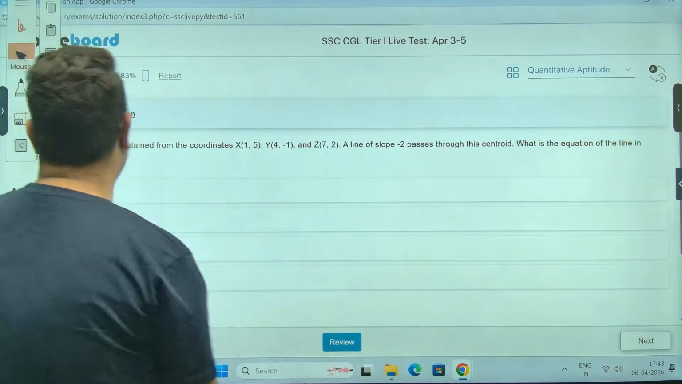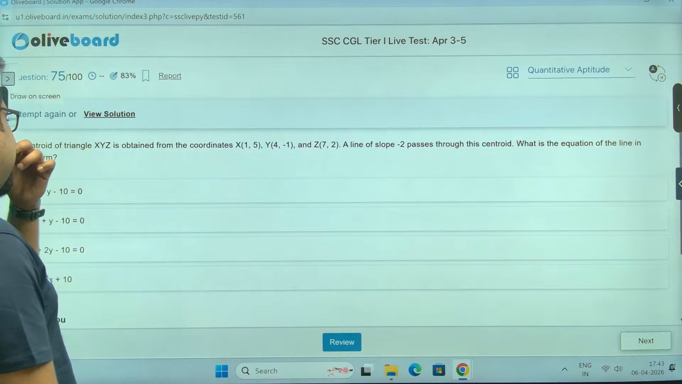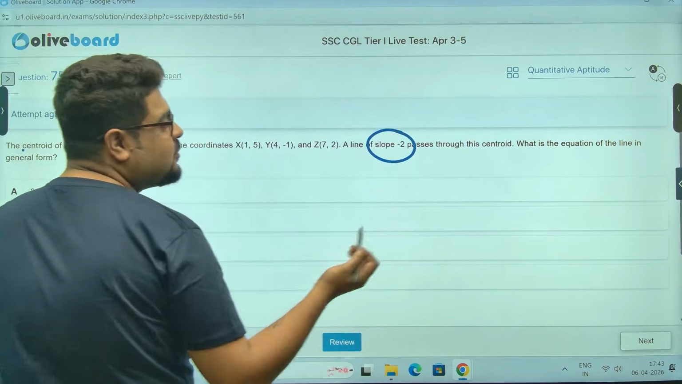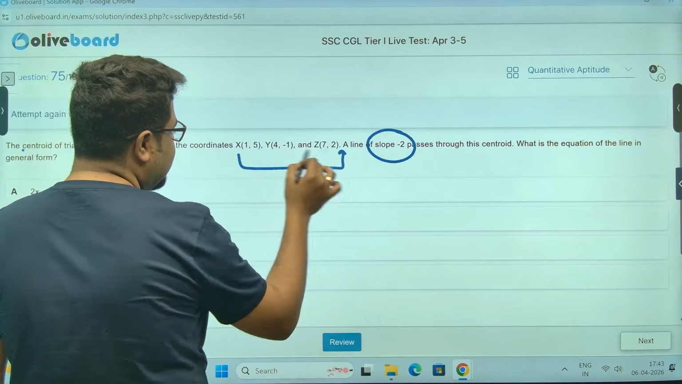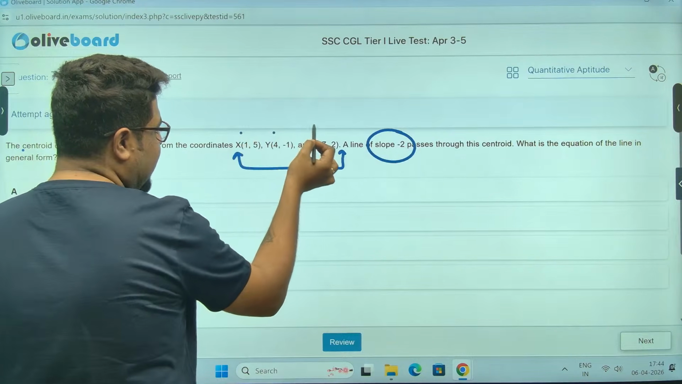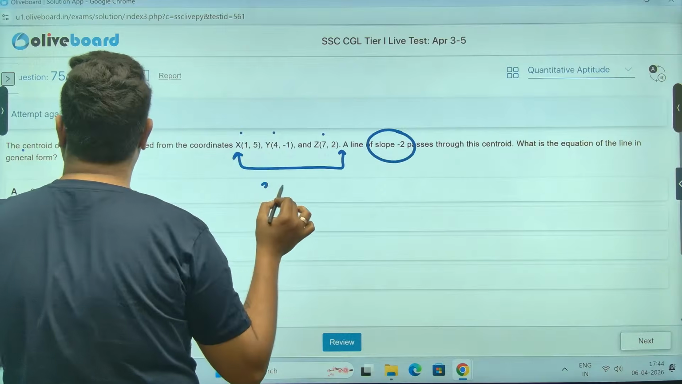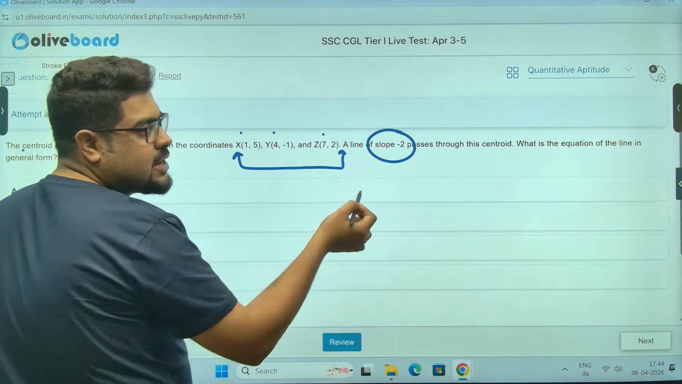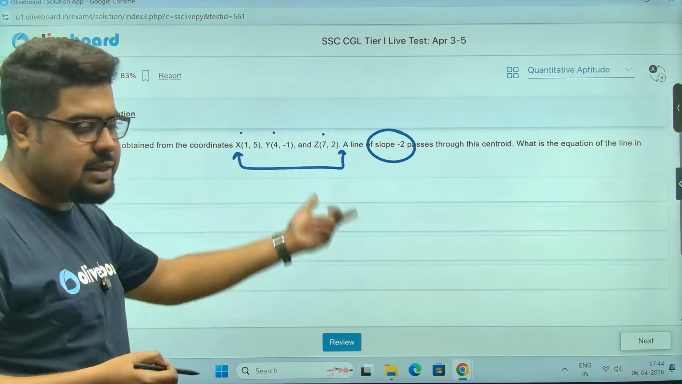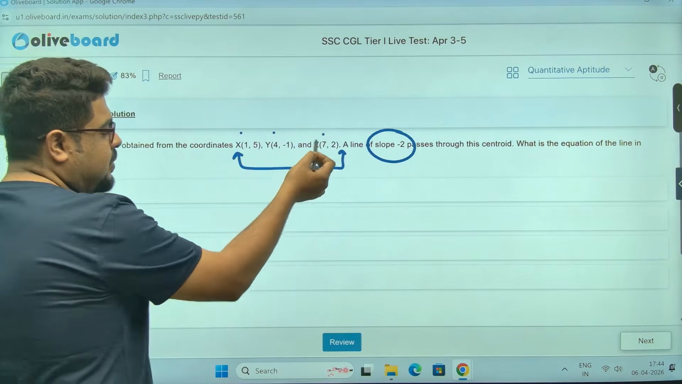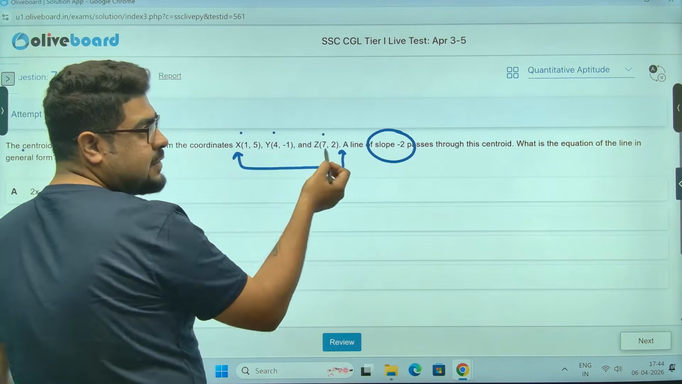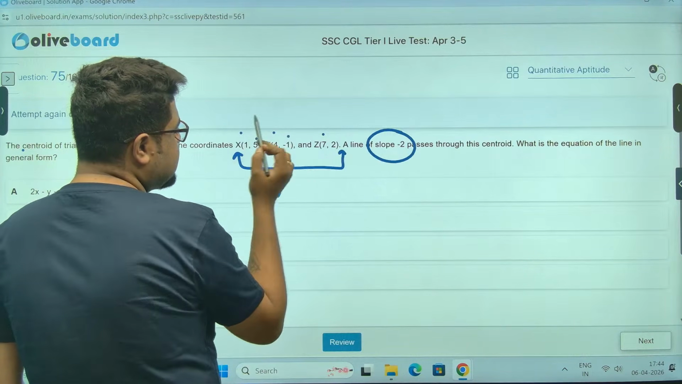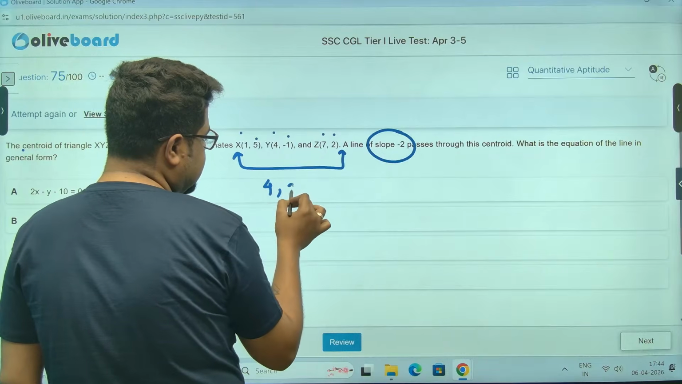Now, last but not the least is a coordinate geometry question. Centroid and slope of -2 are given, so I'll use the point-slope form. So find the centroid. Average of 1, 4, 5 plus 7, 12 by 3, sir, that is 4. Right? Centroid, you all know, is the average of the x coordinates and the average of the y coordinates, sum by 3. So 1 plus 4, 5, plus 4, 7, 12, 5 plus 7, 12 by 3, that is 4. 5 minus 1, 4, 4 plus 2, 6, 6 by 3, this is 2.